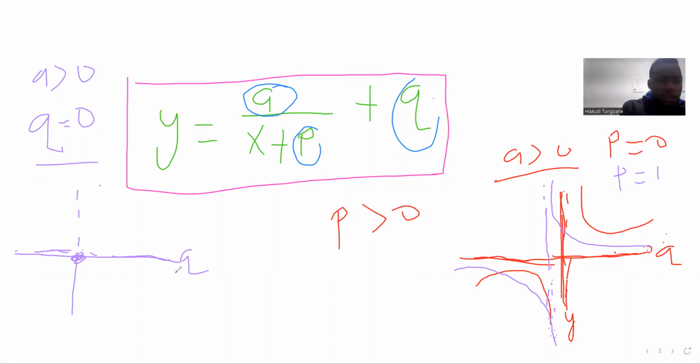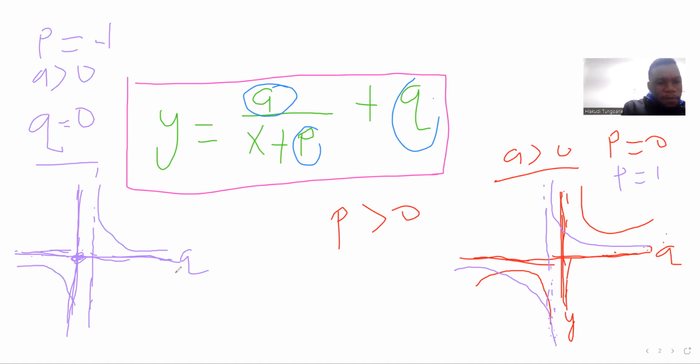So your graph is going to be like this, right? So let's assume P equals -1. Let's suppose P equals -1. Which means the line of asymptote is going to be here, which is at 1, right? So you're going to have this guy. So this is the y-axis, right? And then you have this line of asymptote here. So then your graph is going to be here, right? This is where your graph is going to be, because that's where the lines of asymptote meet.